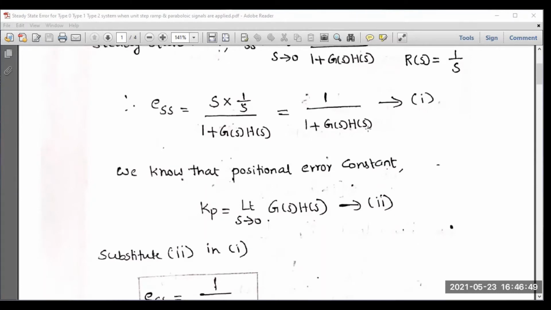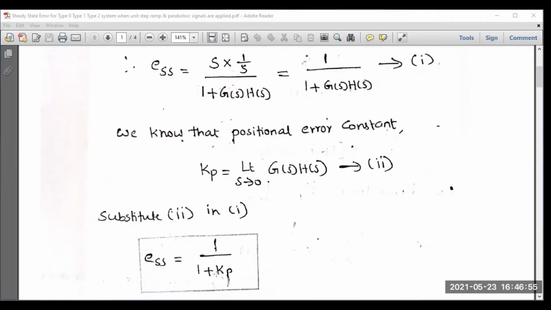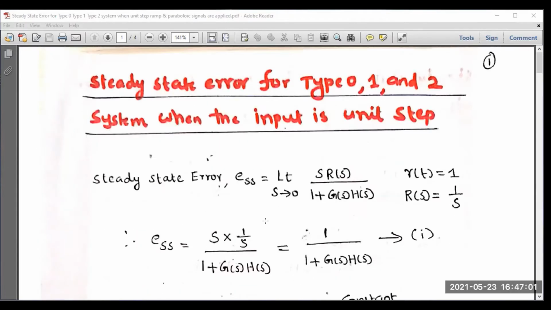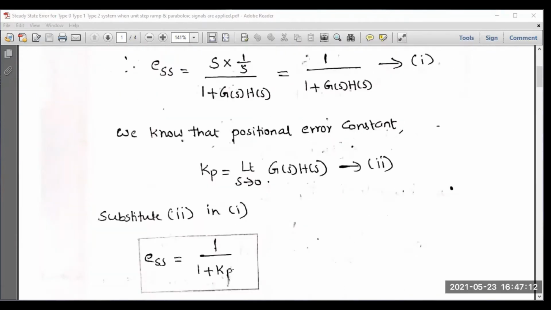So instead of limit s tends to 0, G(s) into H(s), I'll be substituting the value Kp. So the steady state error for this condition is equal to 1 by 1 plus Kp. So let me conclude. The steady state error for the different types of system, either type 0, 1 or 2, under unit step input is equal to 1 by 1 plus Kp.